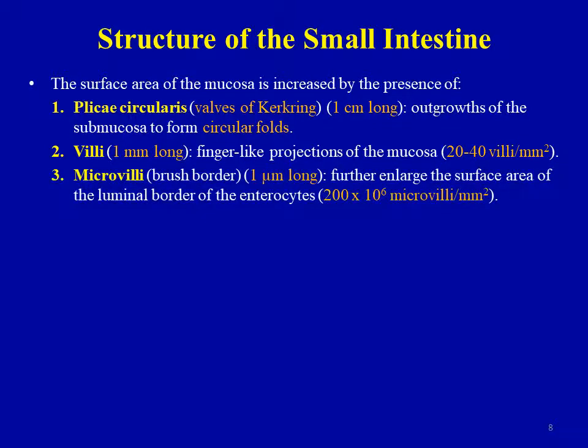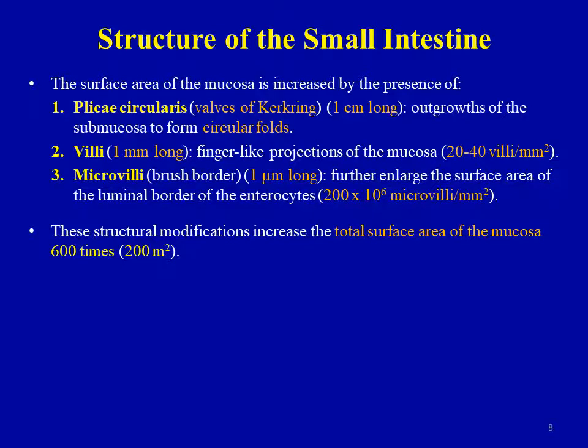Next, we have the microvilli. Also, we call them brush border because they resemble a brush. They have a length of 1 micrometer. As I said, they are very tiny microscopic finger-like projections of the phospholipid bilayer of the enterocytes, the apical membrane of the enterocytes. They further enlarge the surface area of the luminal border of the enterocytes, and 1 square millimeter of the mucosa contains about 200 million microvilli.